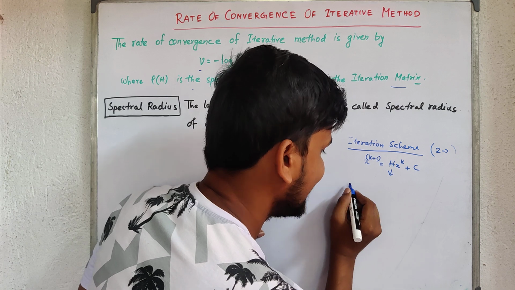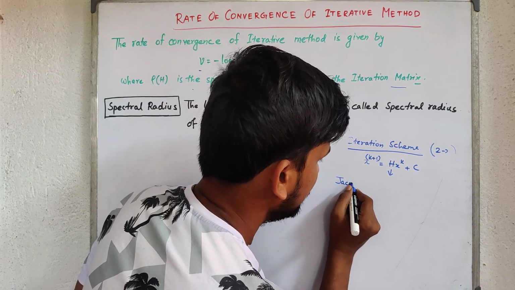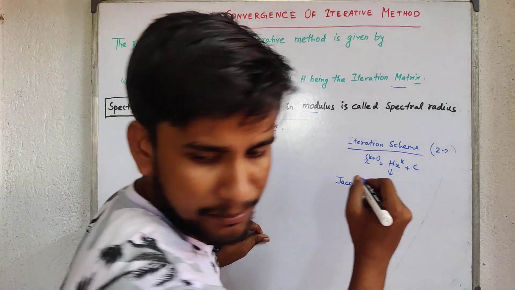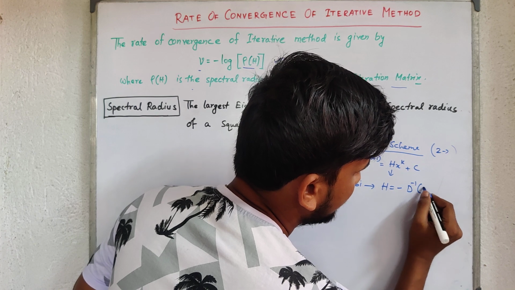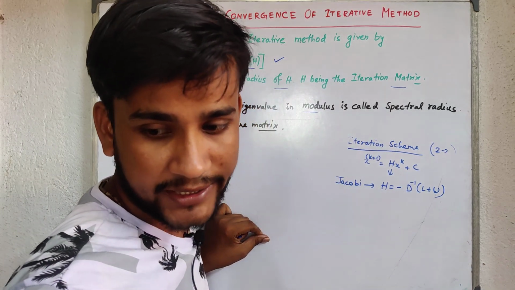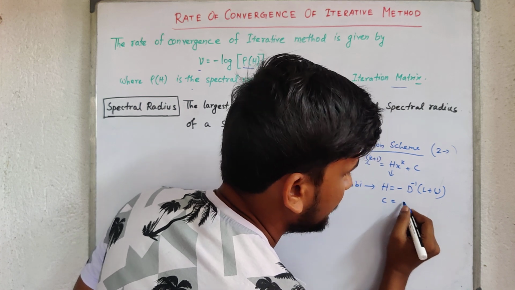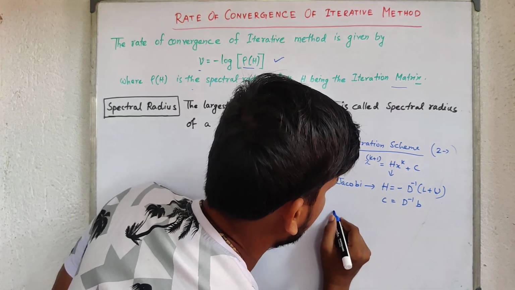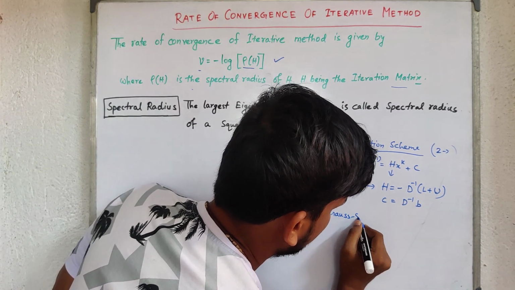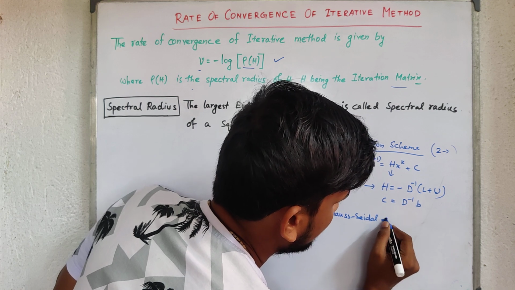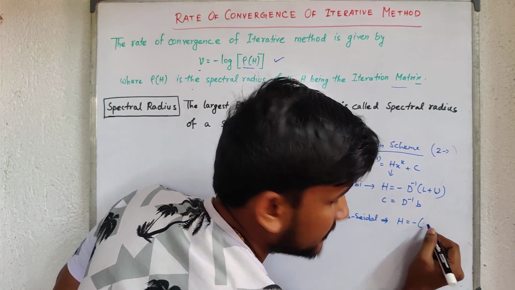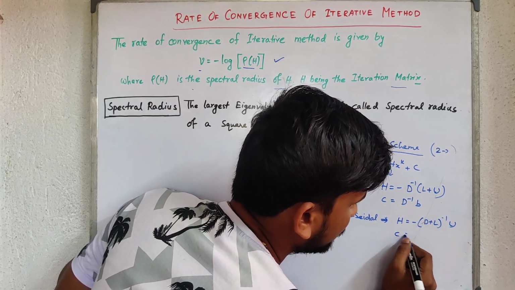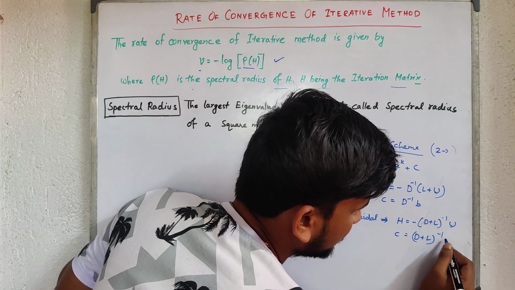I just write here that for the Jacobi method, H is given by H equal to minus D inverse into L plus U. This is the Jacobi iteration matrix, and C is equal to D inverse of B. And for the Gauss-Seidel method, H equal to minus D plus L inverse into U, and C equal to D plus L inverse into B.